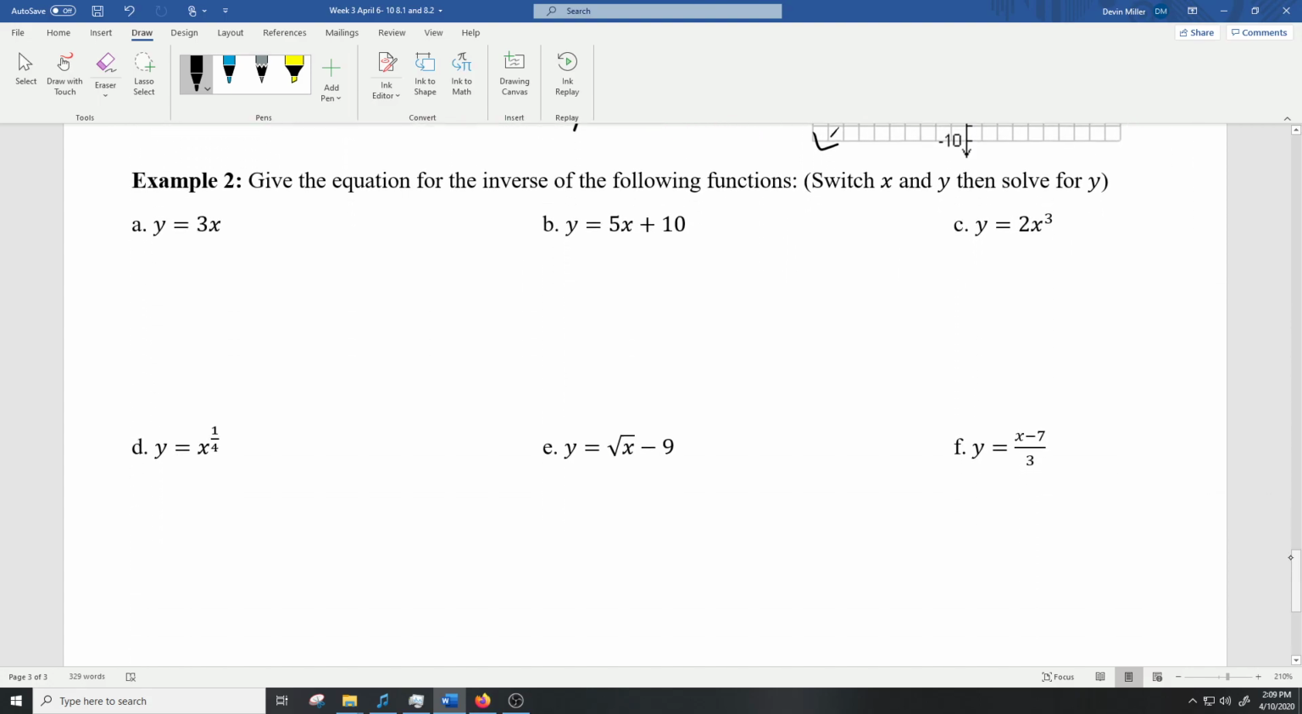Go down to example 2. It says give the equation for the inverse of the following functions: switch x and y, and then what do we do? We solve for y. So if you look at these ones, they already have y equals on every single one. What we're going to do is switch the x and y variable around.